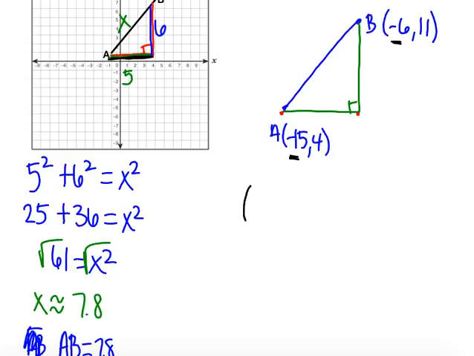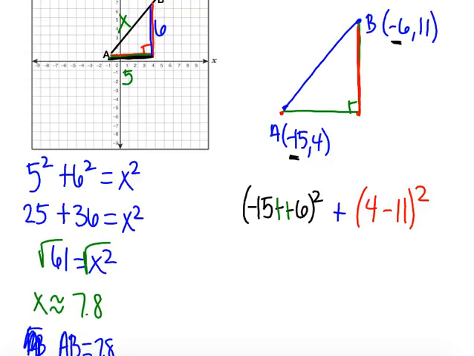So I'm going to have negative 15 minus negative 6. Remember, that's your leg length, so we square it. And then we're going to add that to the difference of our y-coordinates, which will give us this leg length. So I'm going to have 4 minus 11 squared. Okay, now we're just going to crunch some numbers here. Subtraction means add the opposite. So negative 15 plus 6 is negative 9 squared, plus 4 minus 11 gives me negative 7 squared. And remember, this all equals c squared.